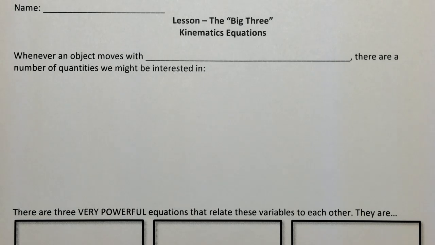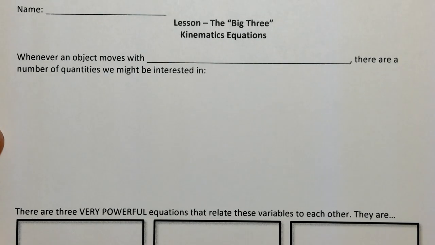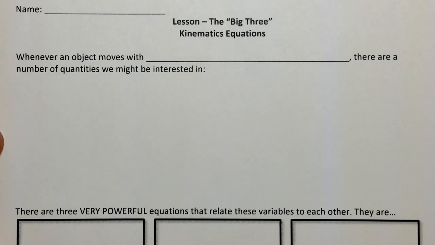So when an object accelerates, asking what its velocity is suddenly not such a simple question, because it's not just one number. It's a bunch of different numbers, and it's always changing. So I'd like to get to the point in this lesson where we can ask those questions. When we have an object that's accelerating, we can say, okay, what is its velocity at this particular time, and at this particular time, and at this particular time?